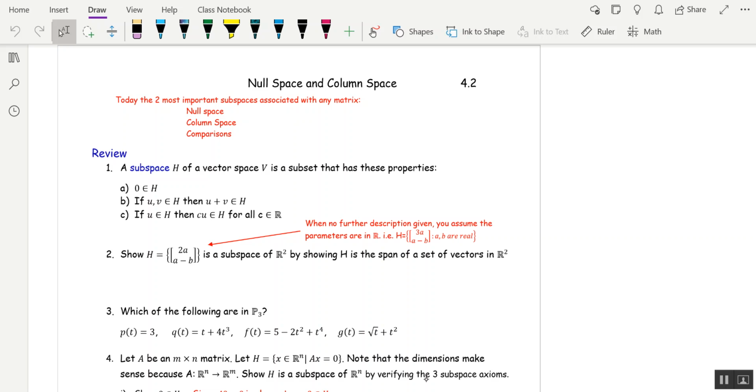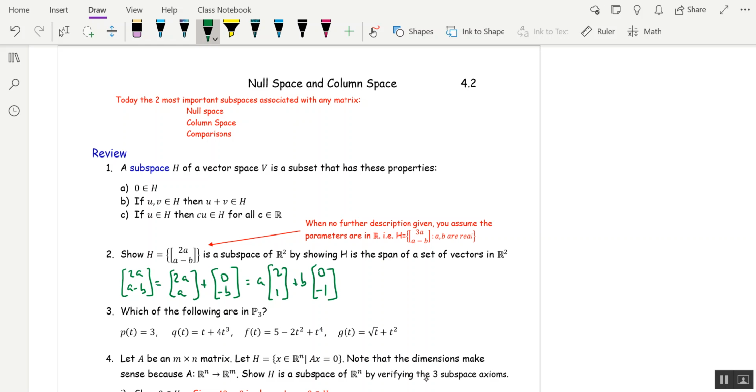So for example, show that this subset of R2 is a subspace. This is the set of vectors that look like (2a, a minus b). All right, so let's write the vector (2a, a minus b) as (2a, a) plus (0, negative b). And now let's pull out the a: (2, 1). And let's pull out the b: (0, negative 1).